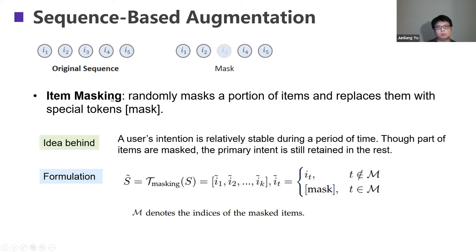Analogous to the word masking in BERT, researchers developed item masking, which randomly masks a portion of items and replaces items with a special mask token. The idea behind it is that the user's intention is relatively stable during a period of time. So we can mask part of the items and then use the rest to infer the primary intent. Here we can see, given the indices of the masked items, we replace the items with the mask token, then we learn representations for the mask token, and then we use the token to predict the masked items. This augmentation method is often used in generative tasks.